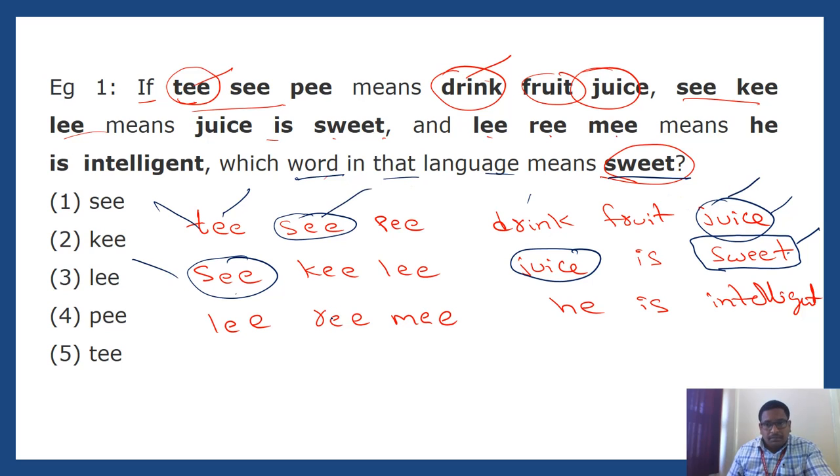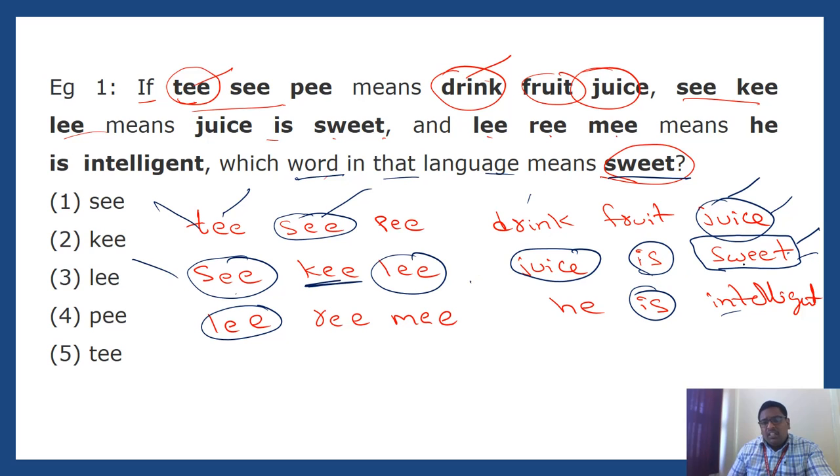That's the logic. So are we done? Done. But still, I haven't got the answer for sweet. Next, compare 2 and 3. Which English word is common? Is common. Which code word is common? Li is common. So Li is is. So whatever is left, Ki. So the code word for sweet is Ki. So this is the answer for it.